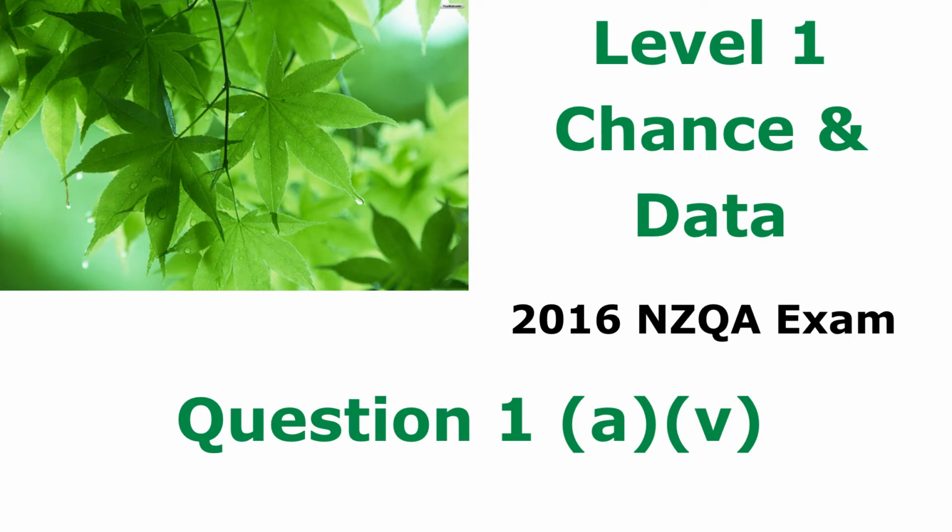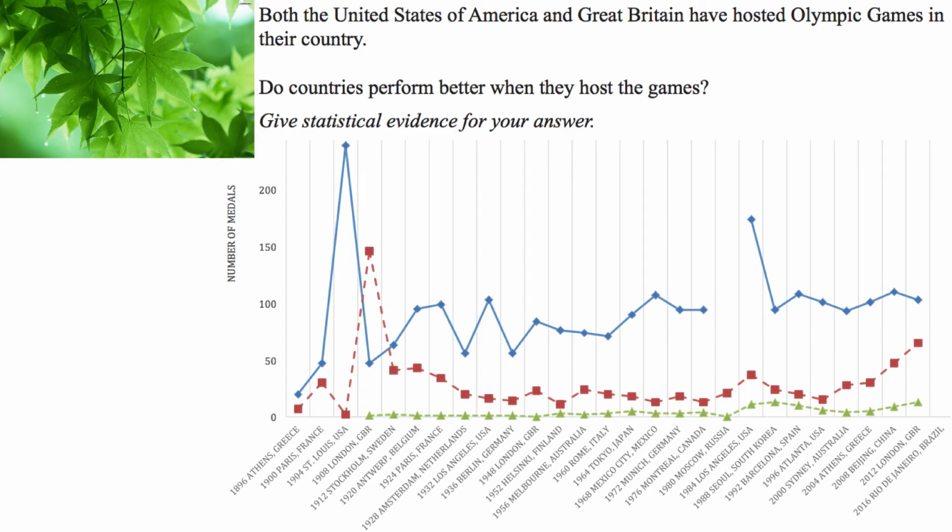Here's question 1A, part 5. So the question is about the United States and Britain and about when they've hosted the games. And we want to know is, do the countries perform better when they host the games? And we need to have evidence to back this up. So when we're talking about time series data, we always want to refer back to the trend.